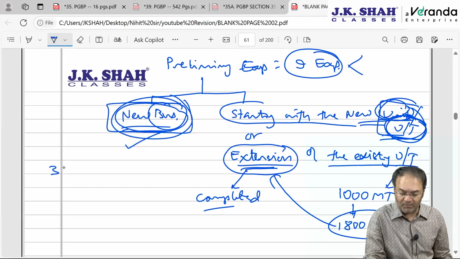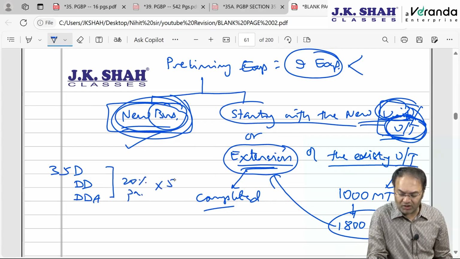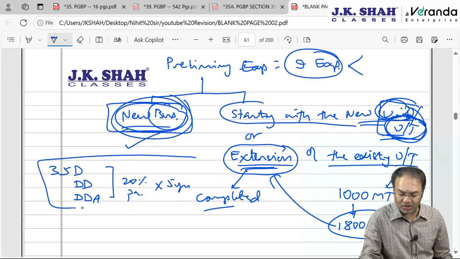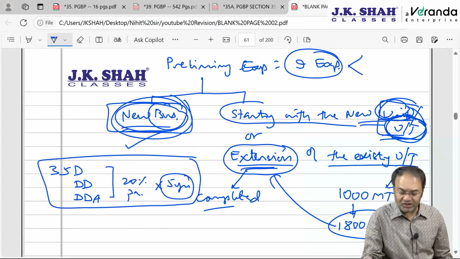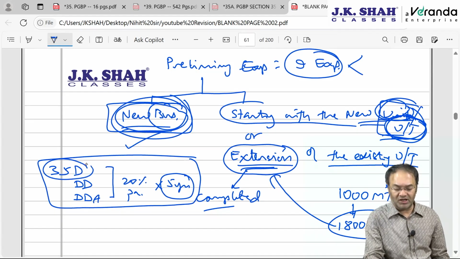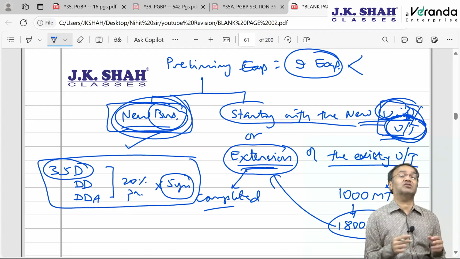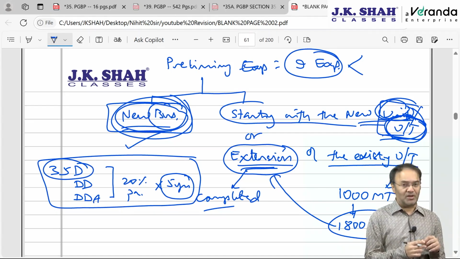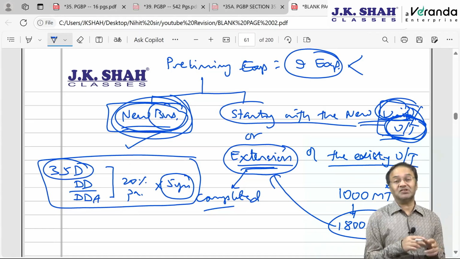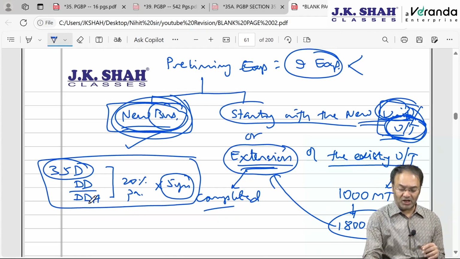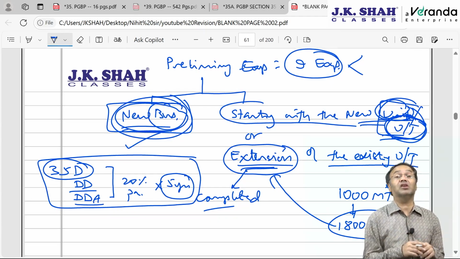See, 35D, double D, DDA, they go hand in hand. All three are allowed in installments, 20% per annum into 5 years. That's why all three are considered as triplets. They are brothers of each other. The only difference is 5 years from which year. So in 35D, preliminary expenditure, 5 years starting with the year in which the new business commences or the extension is completed. 35 double D, 5 years starting with the year of amalgamation or demerger, and 35DDA, 5 years from the year of payment.